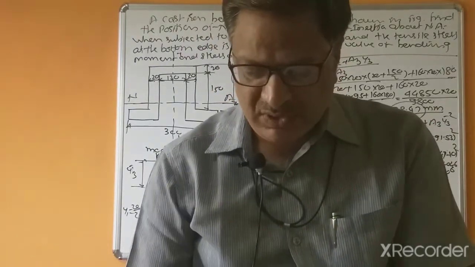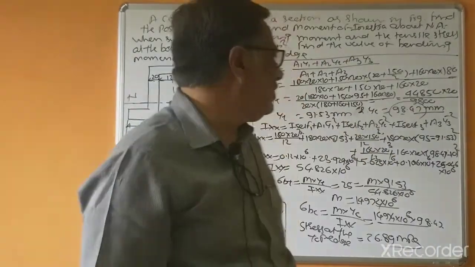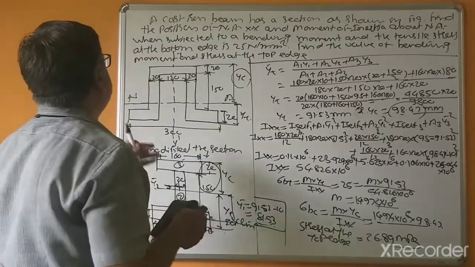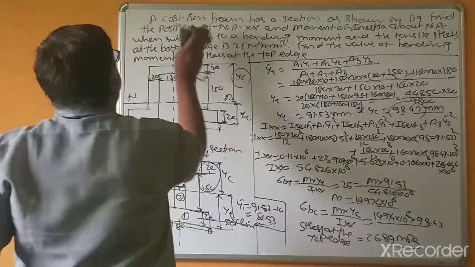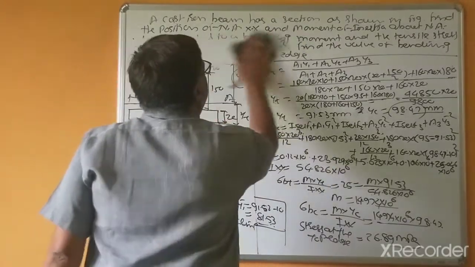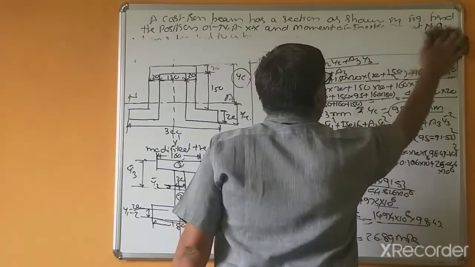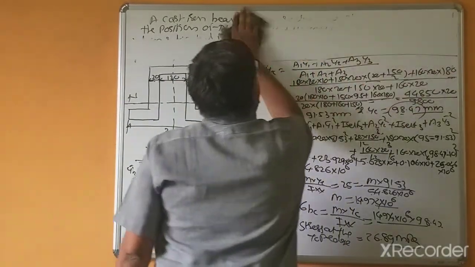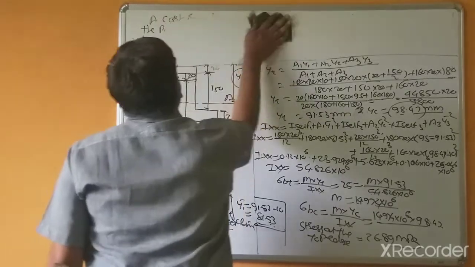So next problem, the C section problem that was remaining. So this is a different section. This is an inverted T section.